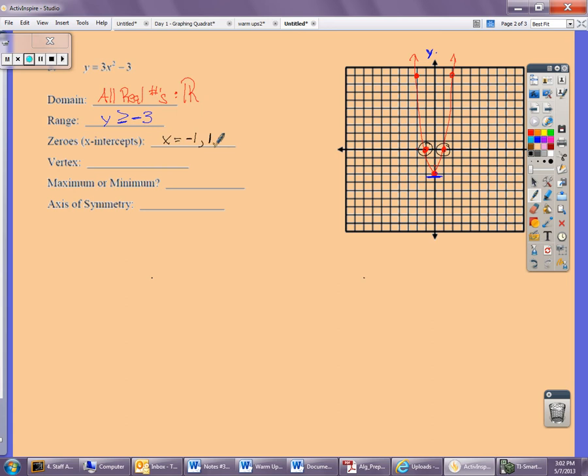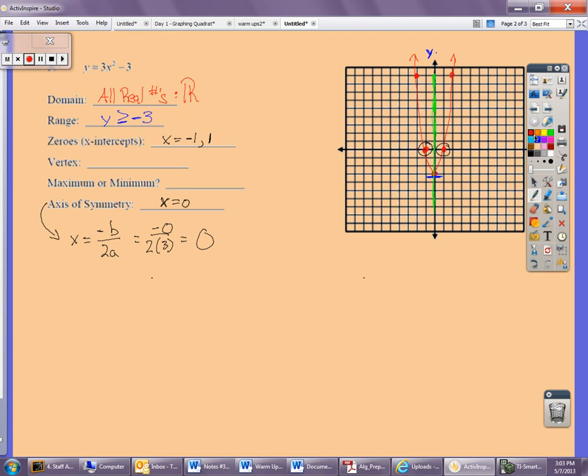Now for the vertex, the maximum, minimum, and axis of symmetry, well, we can find the axis of symmetry using our formula. x equals negative b over 2a, where we just plug in the b and the a. Well, b is 0, so we get negative 0 divided by 2 times 3, and that's going to give us 0. So our axis of symmetry is x equals 0. Now if you notice this graph, here's our axis of symmetry, which is this line that divides this graph right into half. There's our axis of symmetry, x equals 0.